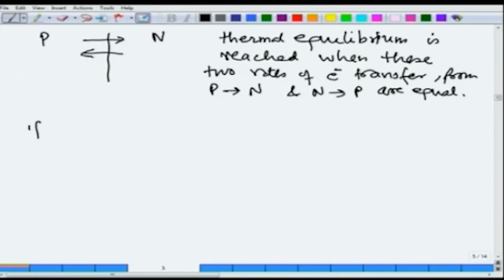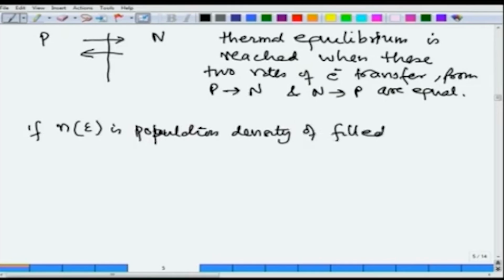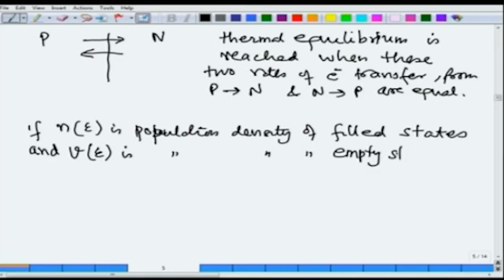So, if Ne is the population density of filled states and Ve is the population density of empty states, meaning holes, if this is the case, then what is n, what is this function?